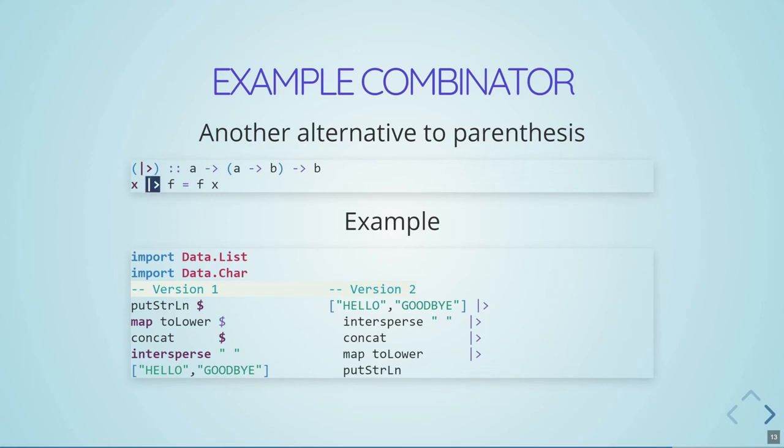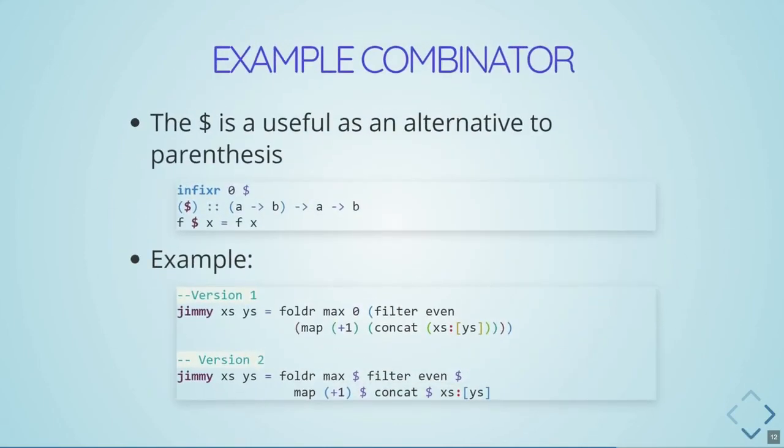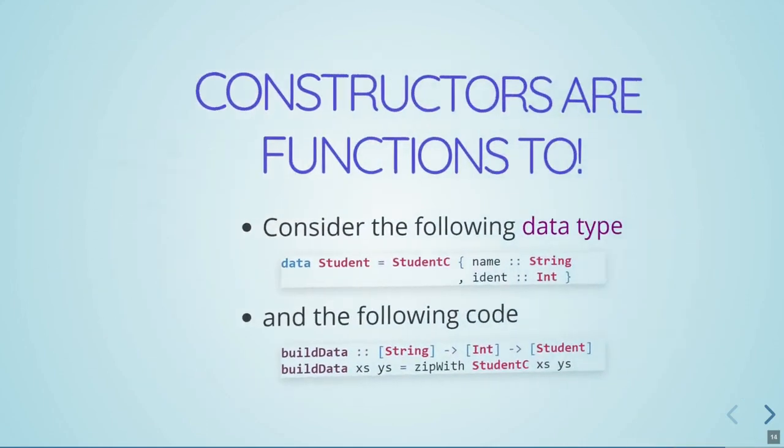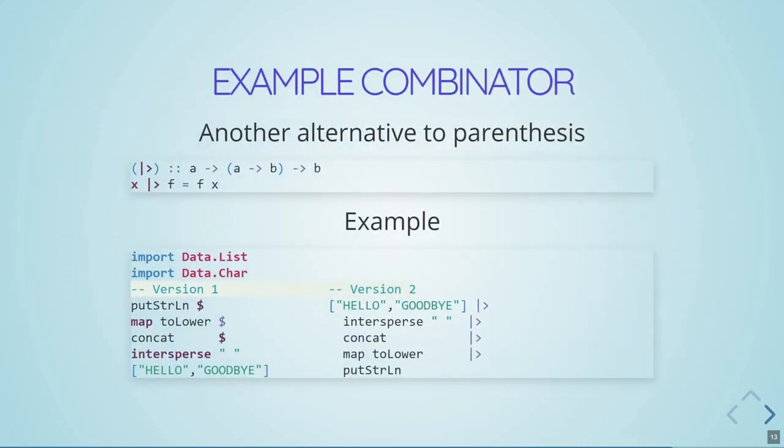So this pipe thing is kind of like the $, but in reverse. The $ takes a function and then an X, okay? And it's kind of wrapping brackets around everything on the right of it, right? The pipe, on the other hand, is going to take the X and then the F. So it's kind of saying bracket everything on the left-hand side and then feed it into the function on the right.